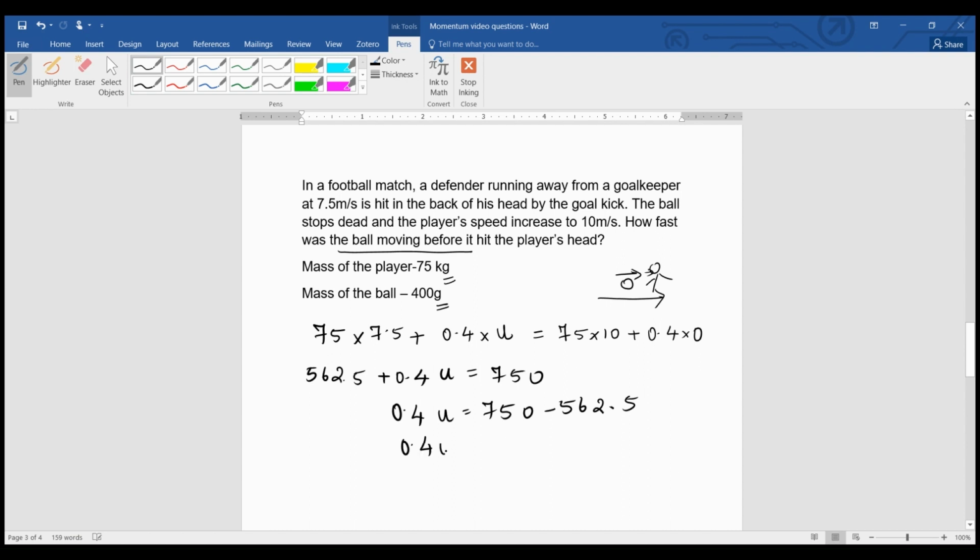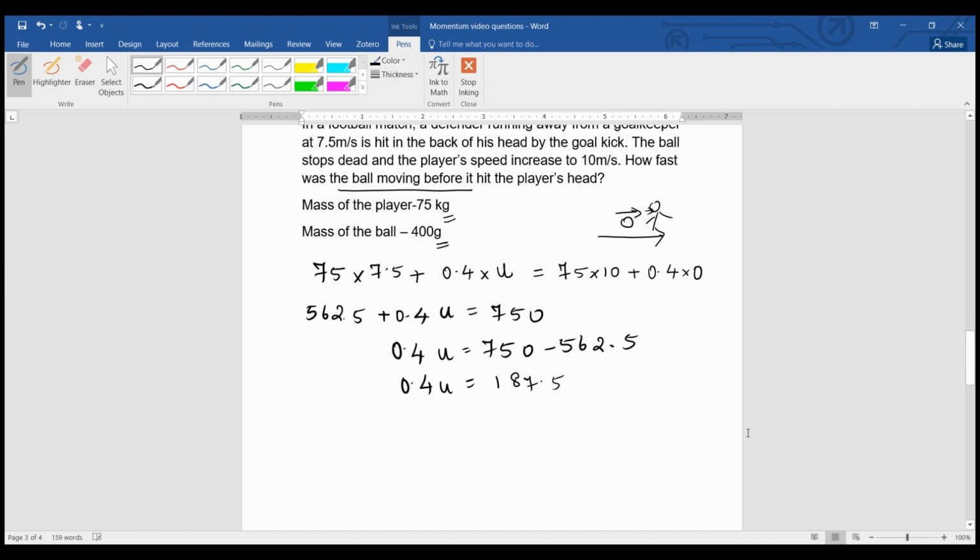0.4u is 187.5. u is 187.5 divided by 0.4, which will give you 468.75, or 469 meters per second. So this is the velocity of the ball before it hit the player's head.